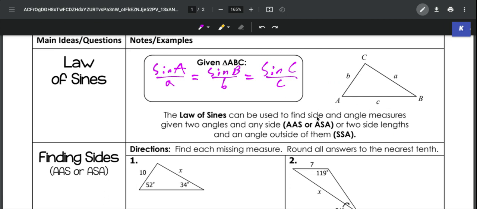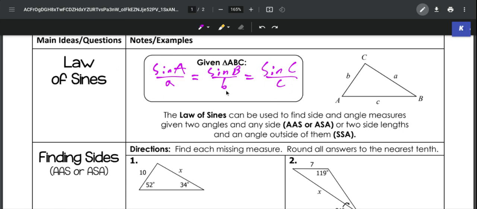Basically, the law of sines says that sine of A over a, which is the sine of an angle over the opposite side of that angle. This would be A, that would be sine of A, and the opposite side here would be a. So the opposite sides go with each other. If we know parts of this, we can set up sine of A over a equal to sine of B over b, or equal to sine of C over c.